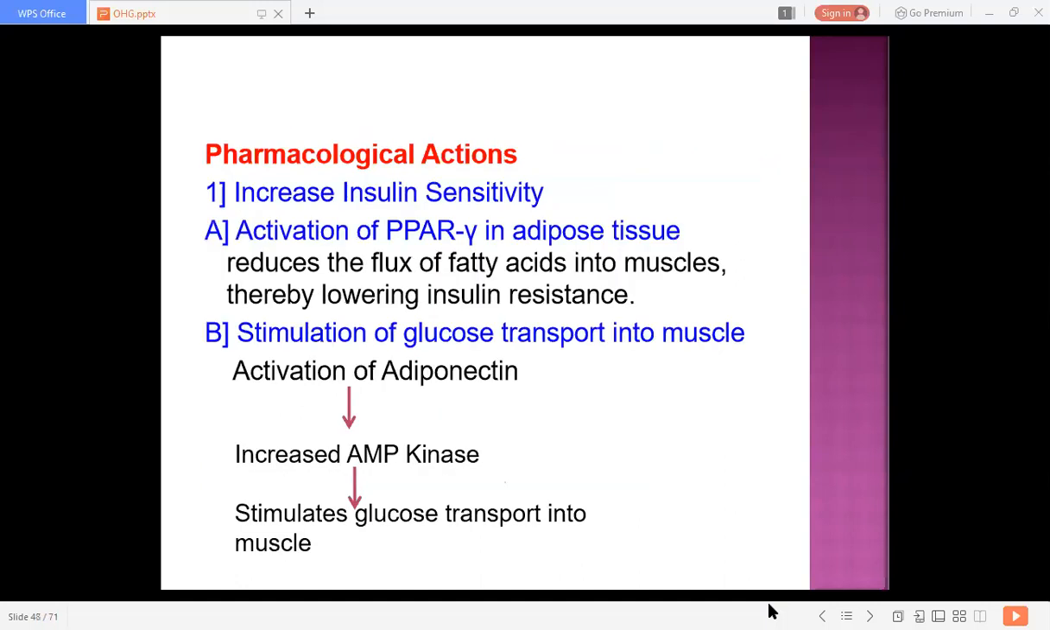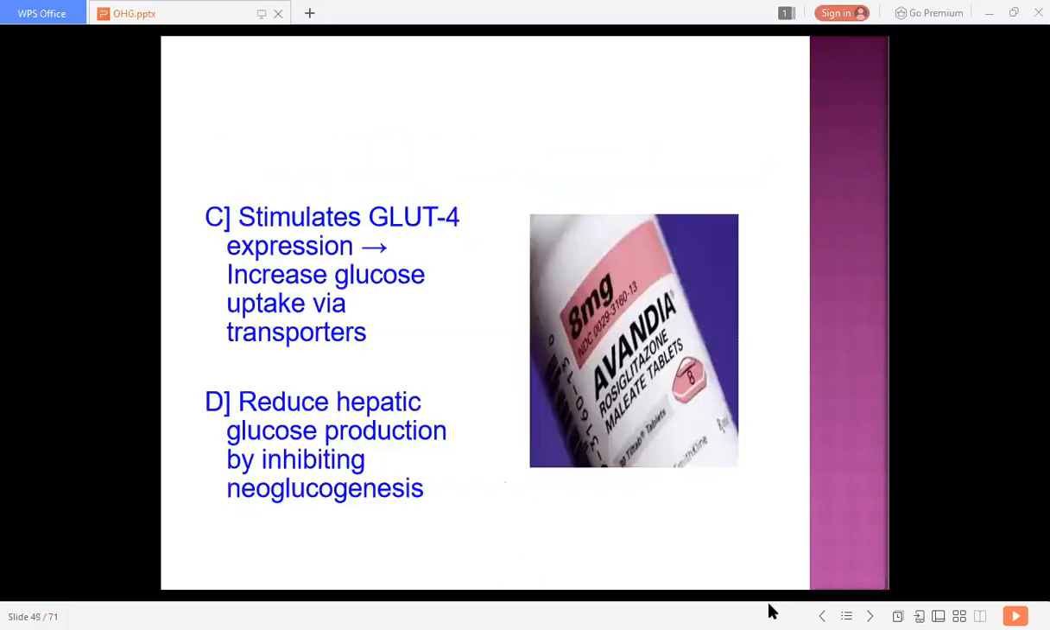The glitazones increase insulin sensitivity. Activation of PPAR gamma in adipose tissue reduces the flux of fatty acids into muscles, thereby lowering insulin resistance. Stimulation of glucose transport into the muscle. There is activation of adiponectin, and there is increased AMP kinase, which stimulates glucose transport into the muscle. Stimulates GLUT4 expression, increasing glucose uptake via transporters. Reduces hepatic glucose production by inhibiting gluconeogenesis.